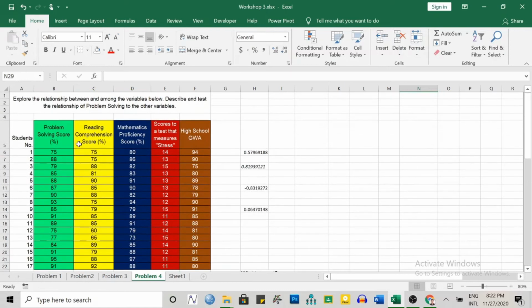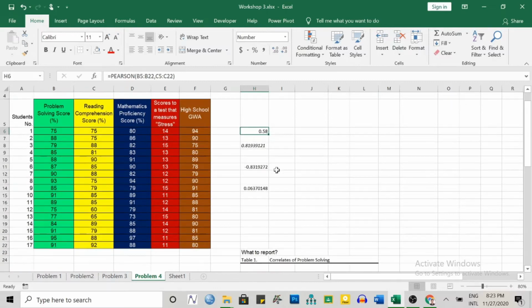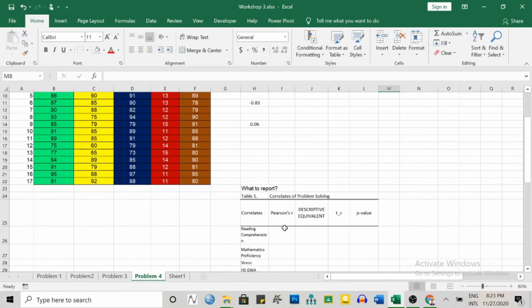So for the first one, correlation between problem solving and reading comprehension, we have 0. If we round this one up to 2 decimal places, we have 0.58. Let me as well round the other correlation coefficients. Alright, so we have the coefficients. The first one is 0.58.